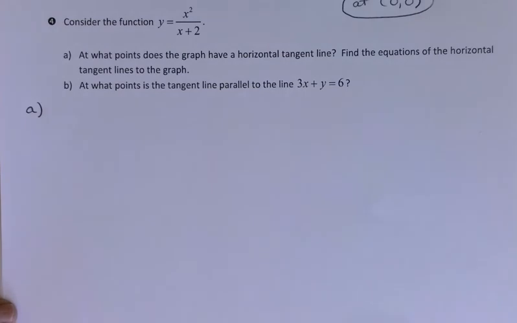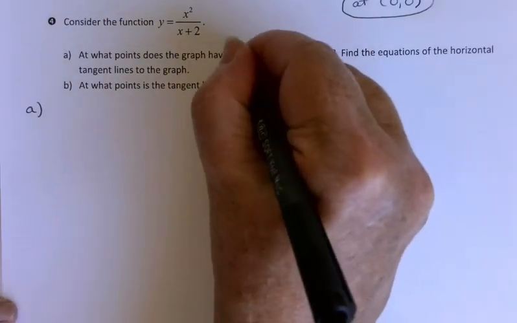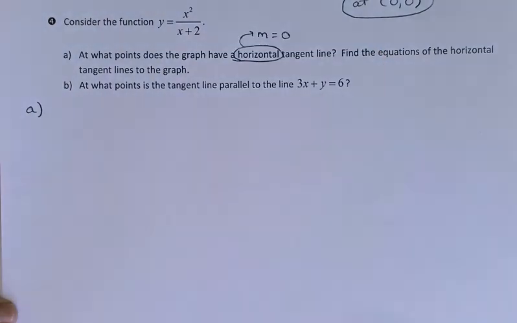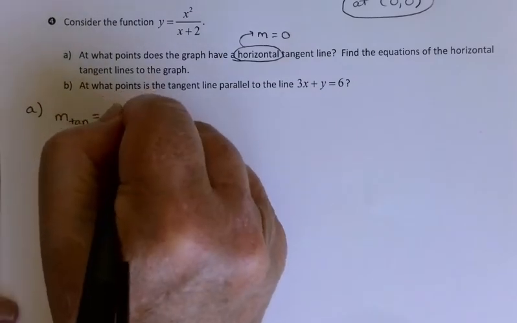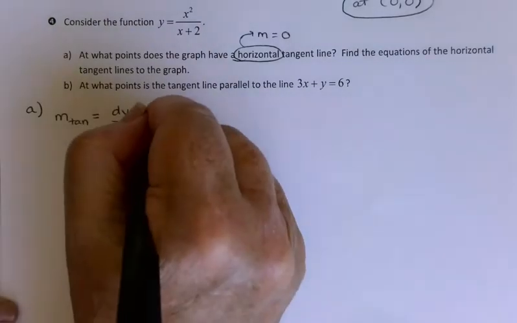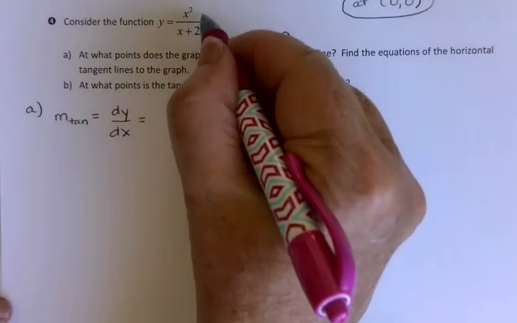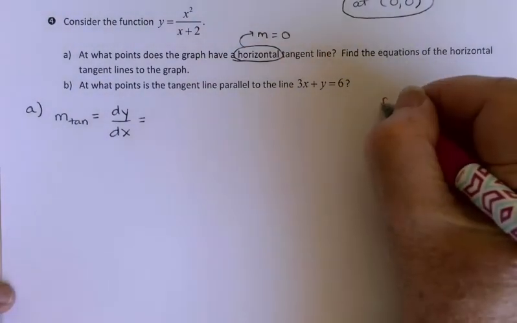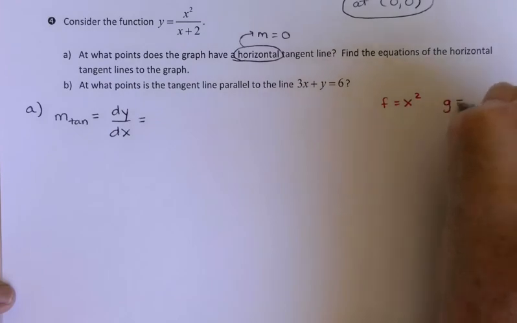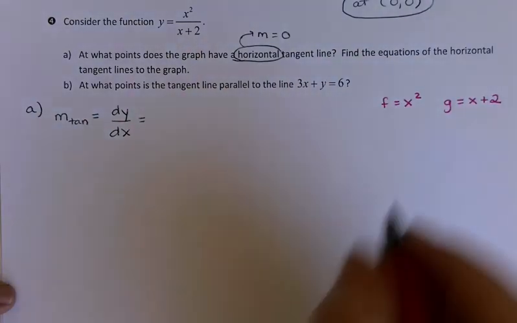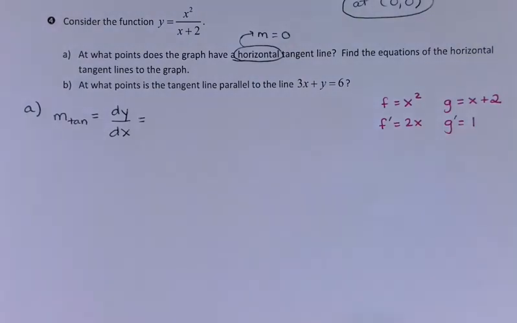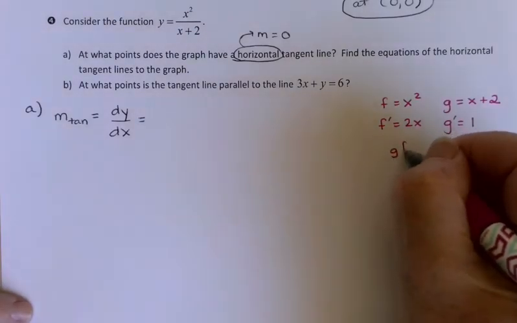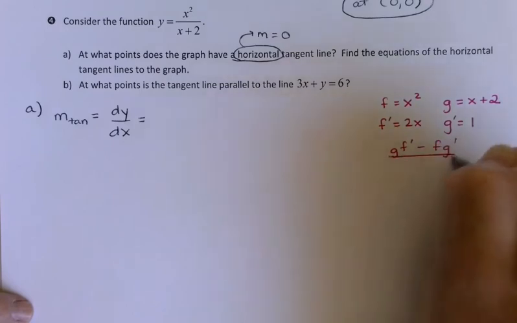So for part A, that horizontal tangent line tells me again that I'm looking for a slope of 0. So the slope of the tangent line would be the derivative, dy dx. And in this case, it looks like I'm going to have to use a quotient rule to do that derivative. So f is x squared, and g is x plus 2. That gives me f prime is 2x, and g prime is just going to be 1 here. Right? The slope of x plus 2 would just be 1. It's a quotient rule, so I'm going to go with gf prime minus fg prime over g squared.